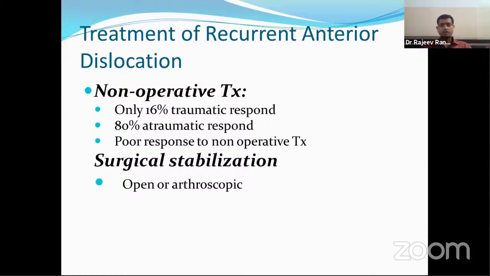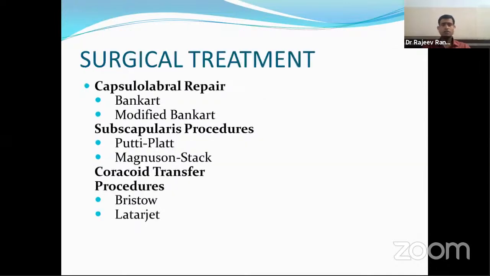In the non-operative treatment, only 16% of traumatic cases respond to it, and in the AMBRI, the atraumatic ones, 80% of them respond to this conservative treatment. If surgical stabilization is needed, then open or arthroscopic surgery can be done for the anterior dislocation. The surgical treatments are done to address the pathological changes in that joint responsible for the instability. The capsulolabral repair can be done, that is the Bankart or the modified Bankart procedure, the subscapularis procedures, or the coracoid transfer procedure, that is the bony procedures, that is Bristow or Latarjet.